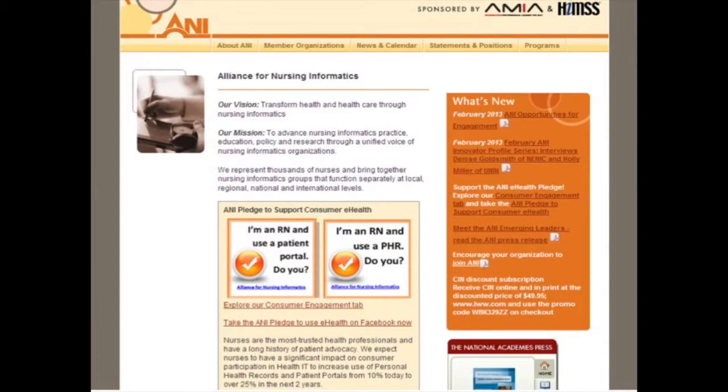We don't try to redo things that the individual organizations are actually doing. So the American Medical Informatics Association has a nursing informatics working group as one example. They're a member of the Alliance. The American Nursing Informatics Association that Diane was representing, they're a member of the Alliance.